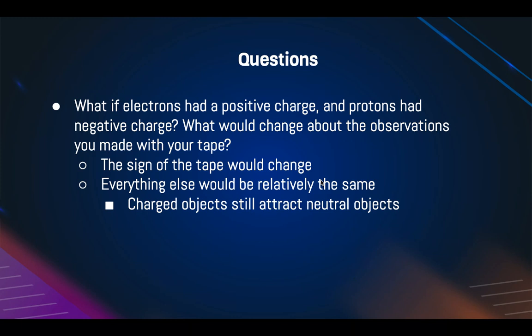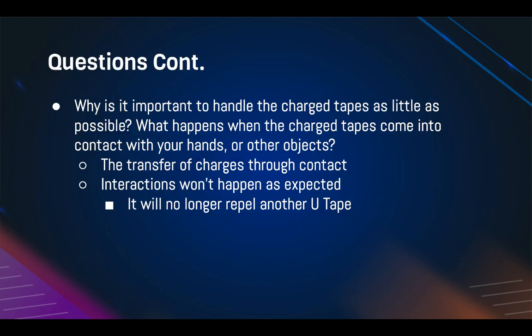So some final questions. What if electrons had a positive charge and protons had negative charge? Well, the sign of the tape would change for my experiment, but everything else would be relatively the same. Charged objects still attract neutral objects. The U tapes would continue to repel each other, so the laws of physics are not broken.